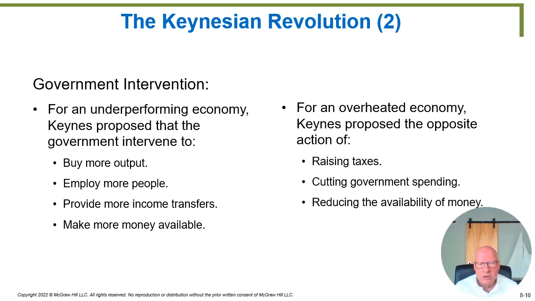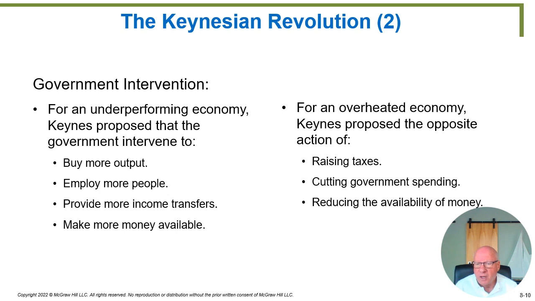So for an underperforming economy, John Maynard Keynes proposed the government either buy more output, that would give demand to factories, and then the factories would go hire more workers. So let's do a practical example. Let's assume that the government says, we're in the middle of a recession. We need workers to go back to work. Why don't we buy a whole bunch of munitions for the military and build another 100 miles of interstate highway?